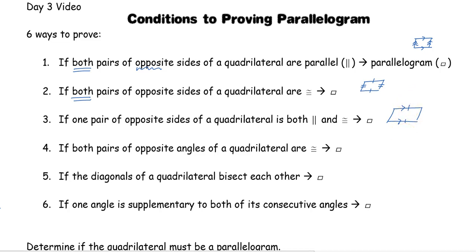All right, so number 4, if both pairs of opposite angles of a quadrilateral are congruent. So we're back to that word both, so I need to show that both sets are going to be congruent to each other. Number 5, if the diagonals of the quadrilateral bisect each other. So again, they are bisecting each other, so I can't just show this. That would not be enough information. I have to show that both diagonals are being bisected.